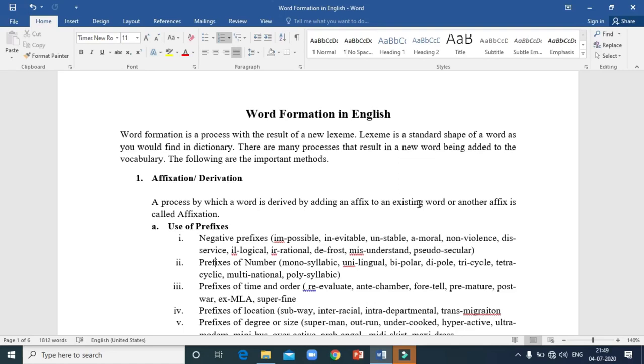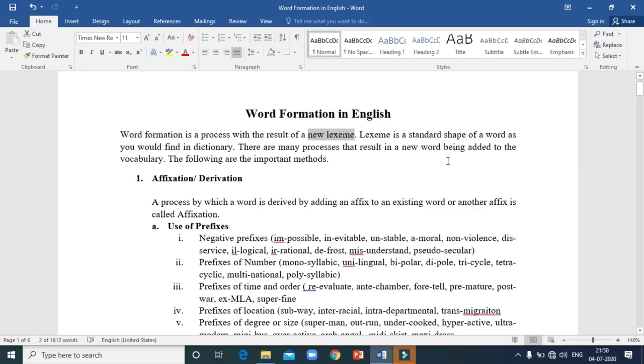So word formation is a process which results in a new lexeme. So what is a lexeme? You know about phoneme. Phoneme is the smallest unit of sound in a language. You know about morpheme. Morpheme is the smallest meaningful unit in a language. So what is lexeme? Lexeme is a standard shape of a word as you would find in a dictionary.